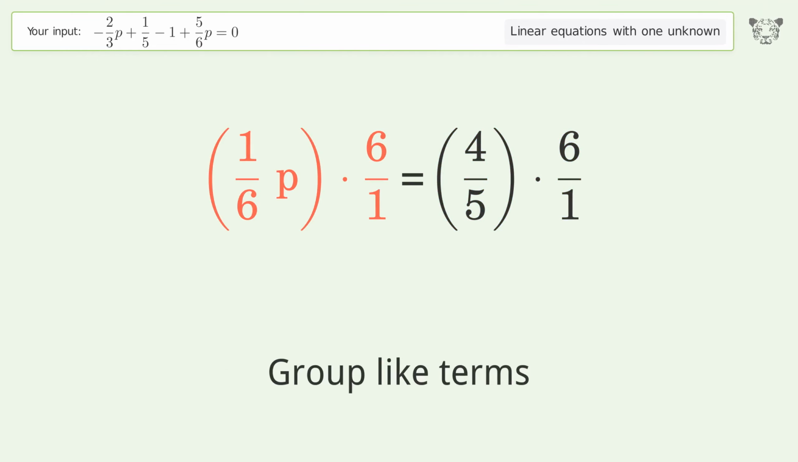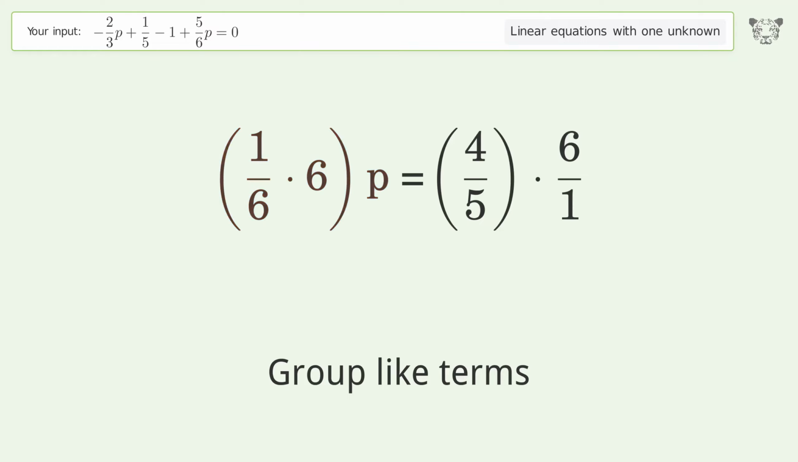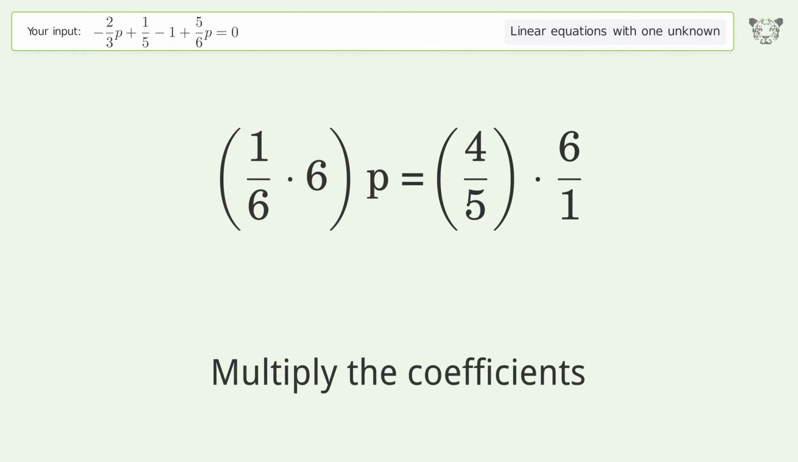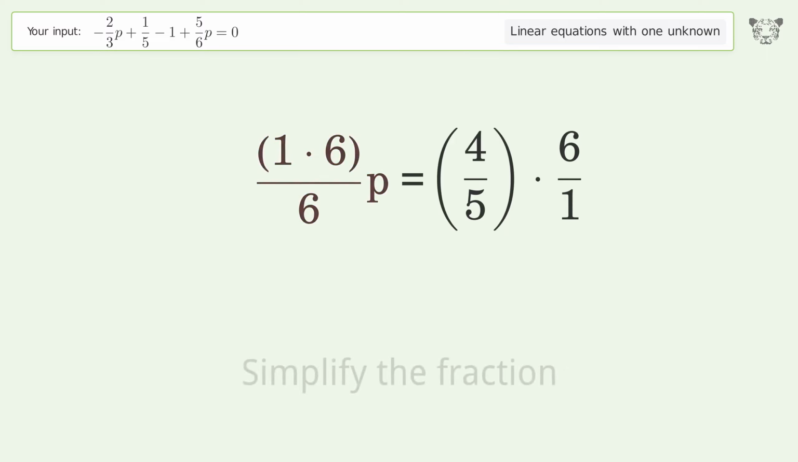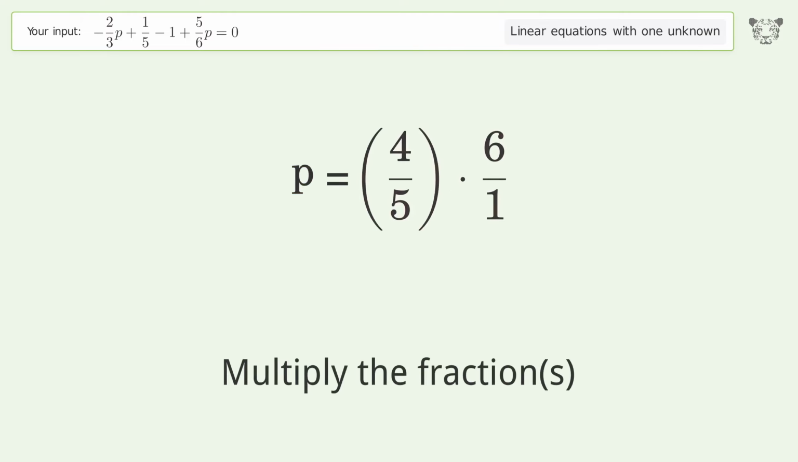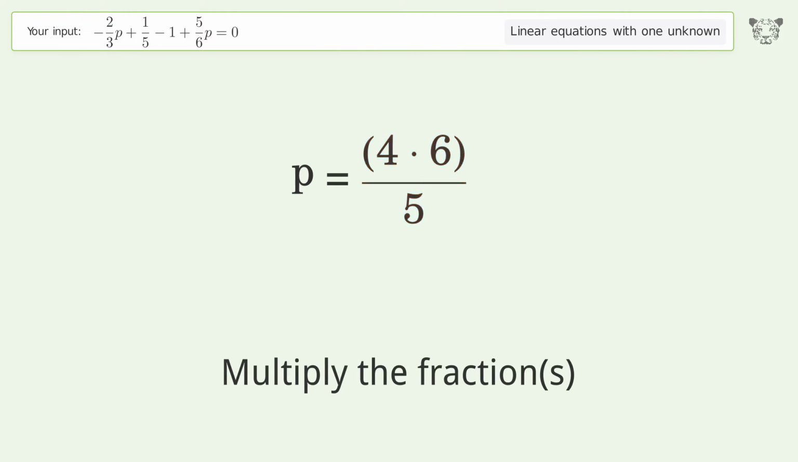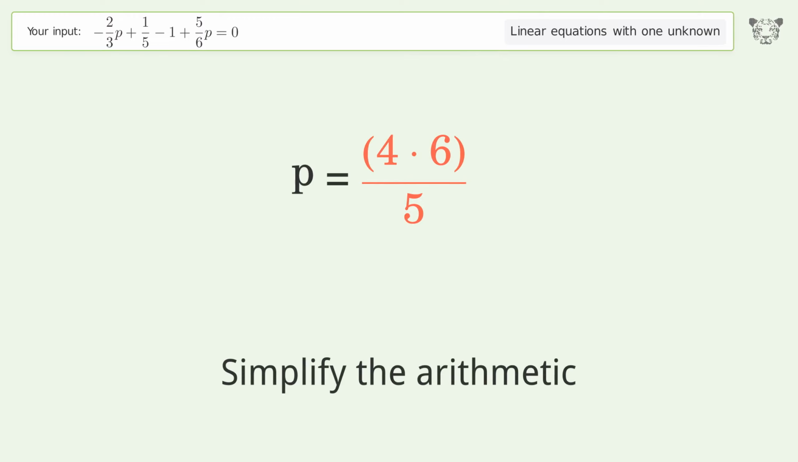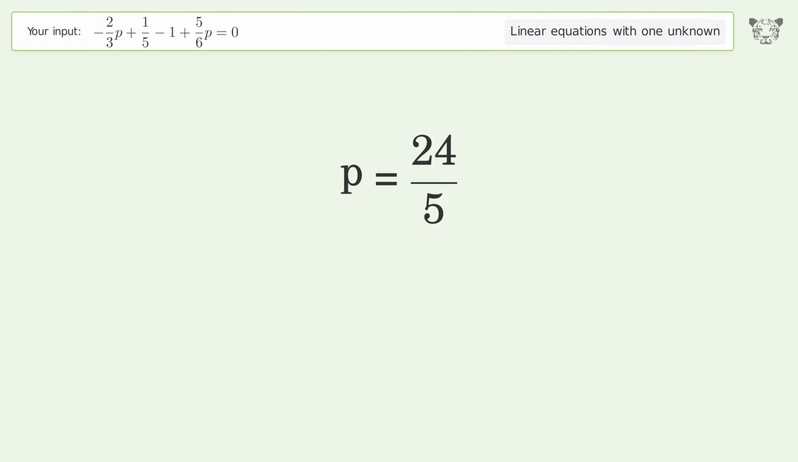Group like terms. Multiply the coefficients. Simplify the fraction. Multiply the fractions. Simplify the arithmetic. And so the final result is p equals 24/5.